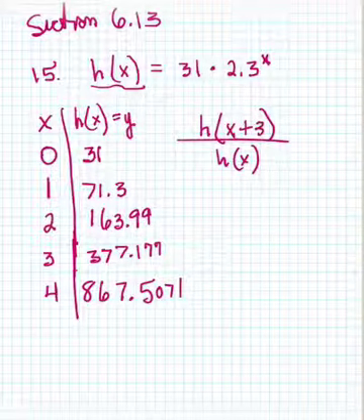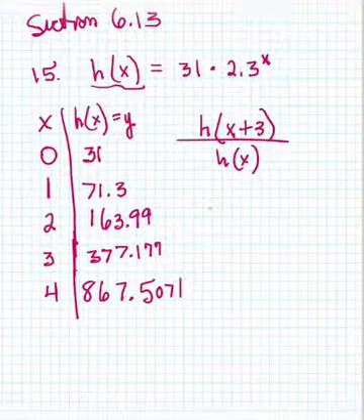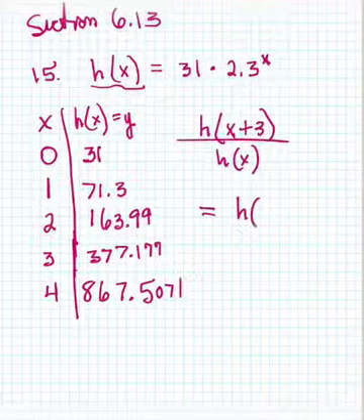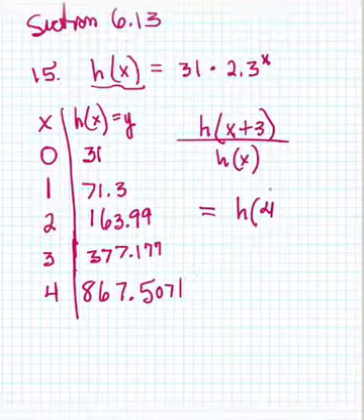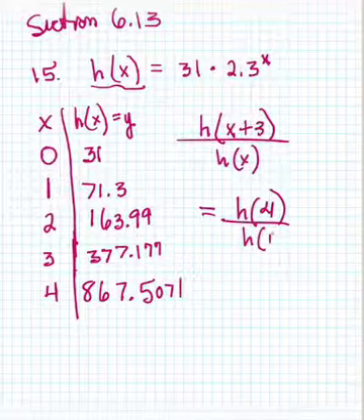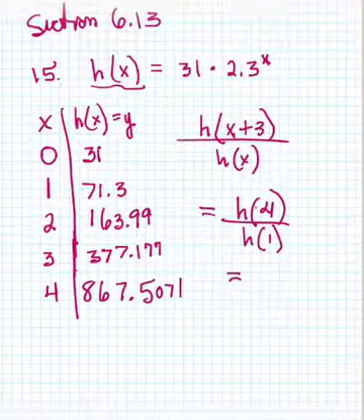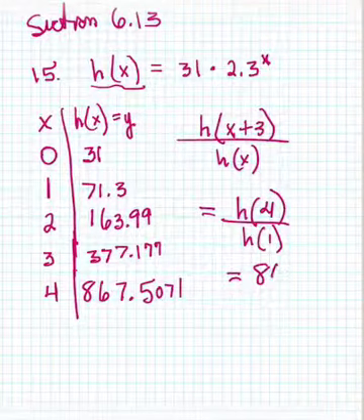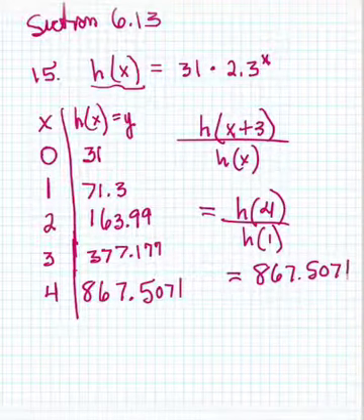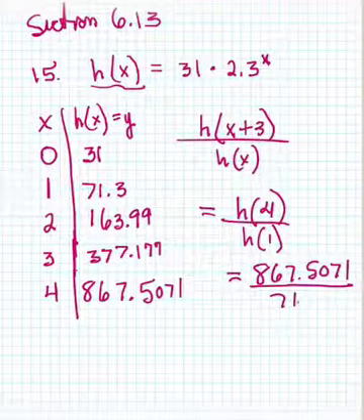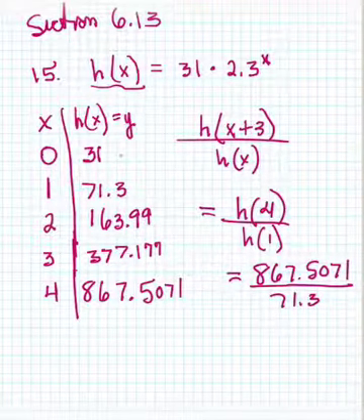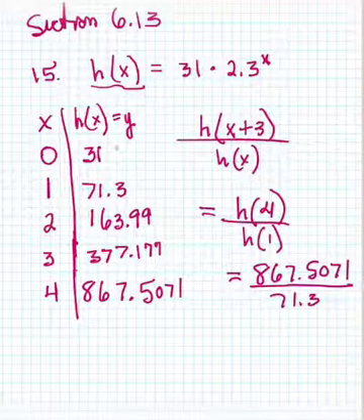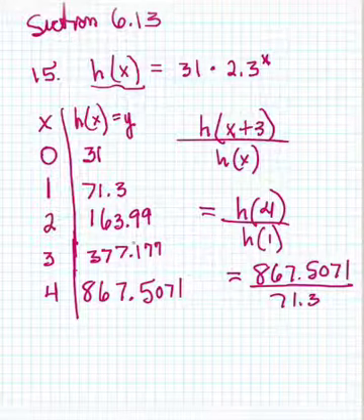Well, when I'm going up by an interval of 3, what happens? Let's let x be 1. So let's take h of 4 over h of 1. That will tell me what my common ratio is over an interval of 3. So h of 4 is going to be 867.5071, and we're going to divide that by h of 1, which is 71.3. Now I could have taken h of 3 divided by h of 0. It doesn't matter. Any 3, as long as I'm going up by an interval of 3.